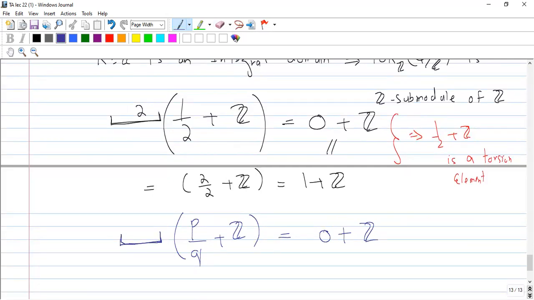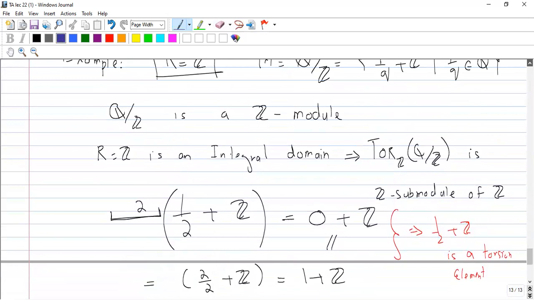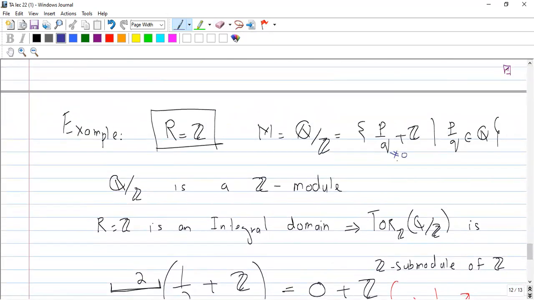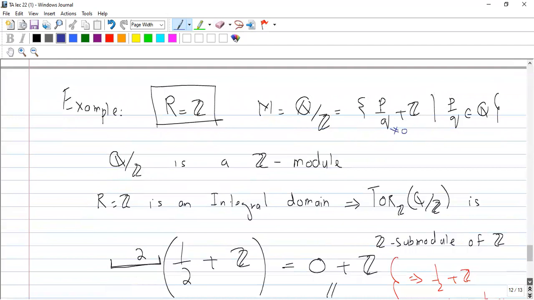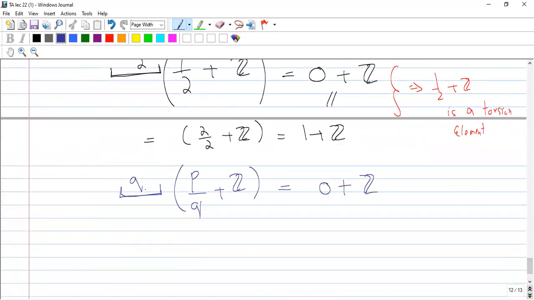Q over p is not an integer, just multiply by q, because we know that in p over q, this q is always non-zero. In rational numbers, the denominator is non-zero. So the q in p over q will be non-zero. And as soon as you multiply it by q, what you will get is p plus Z, because qp over q is equal to p plus Z, and the class of p plus Z will be equal to 0 plus Z.